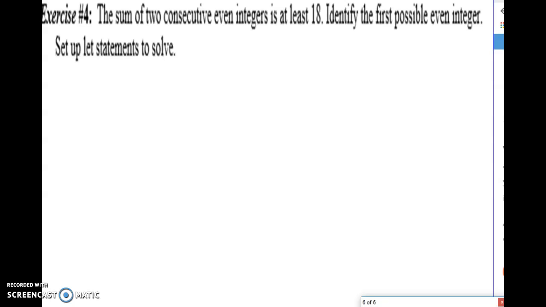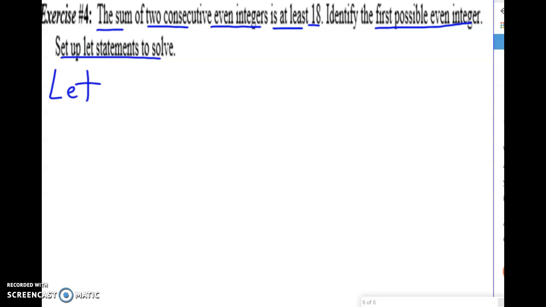I've only got one more example, folks, and this brings up some bad memories for some folks. Remember those consecutive integer questions that we're doing from lesson number 8? Yeah, they're back. All right, so let's get through this. It won't be that bad. I think when you step away from something and come back to it, you'll have a fresh set of eyes and it'll make more sense to you. So we want to find the sum of two consecutive even integers that's at least 18. Identify the first possible even integer, and obviously I'm suggesting that you set up let statements. Very important that we do this when we're talking about these numbers.